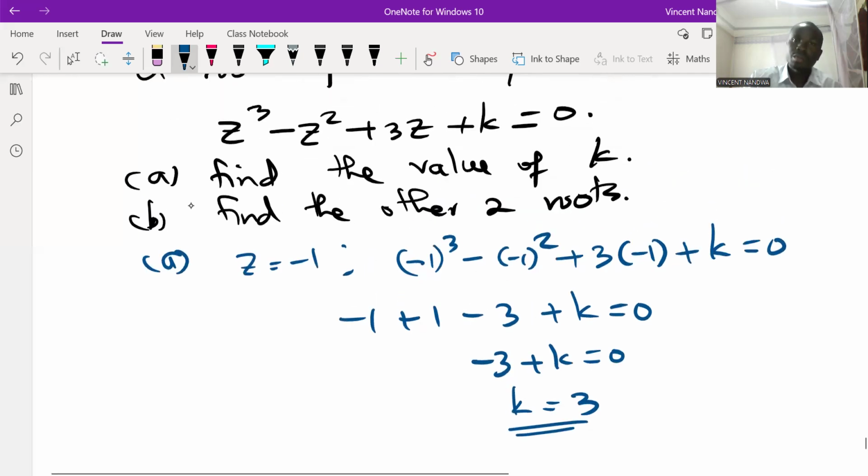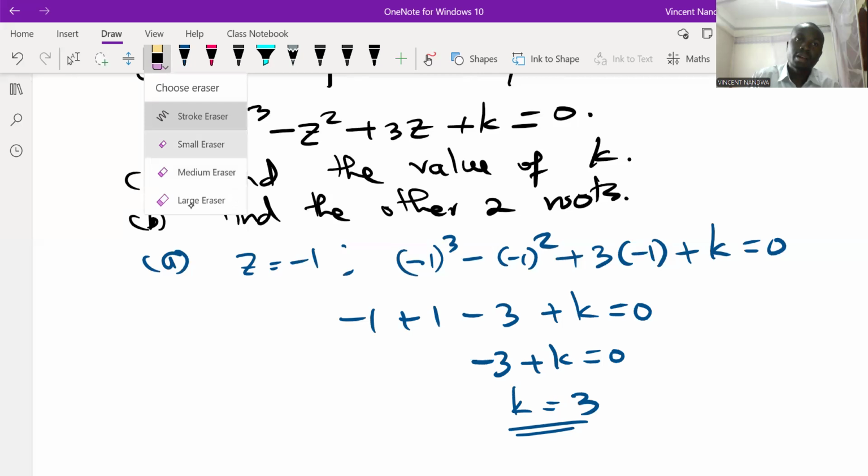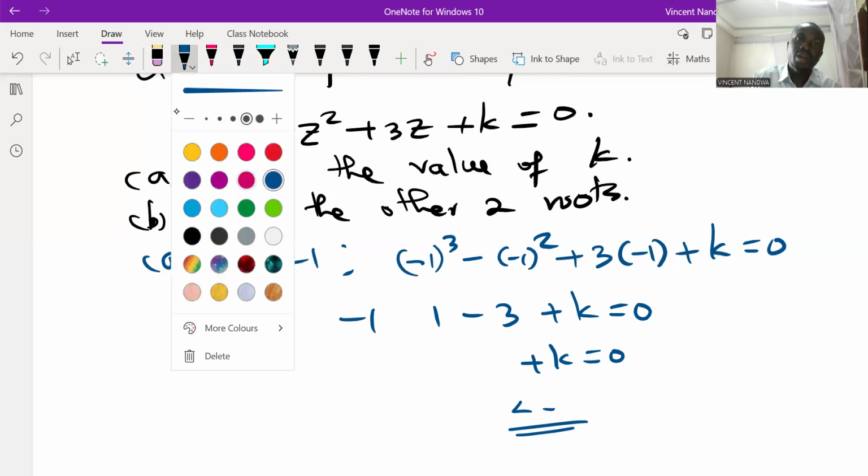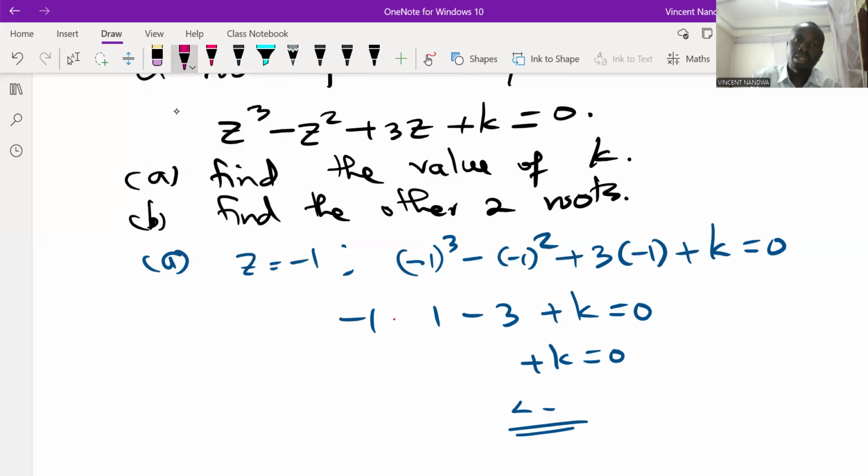Okay, so this is 3 times minus 1, so this is minus 3. And then minus 1 cubed, that's minus 1. So this sign is minus, sorry for that, because the square of minus 1 is just positive 1, but you have a minus sign here. So minus 1 minus 1 minus 3, so this will be minus 5. So k will be positive 5.